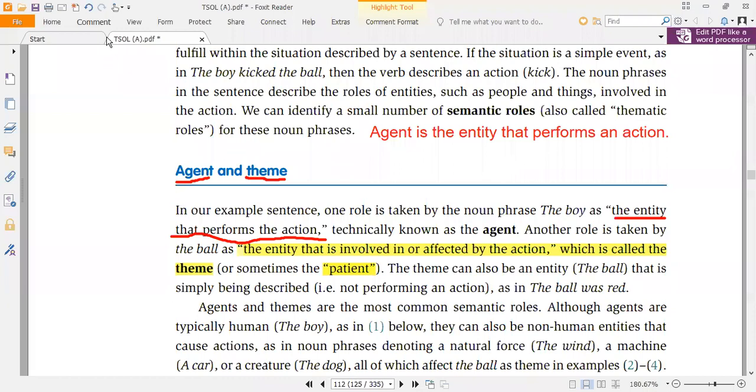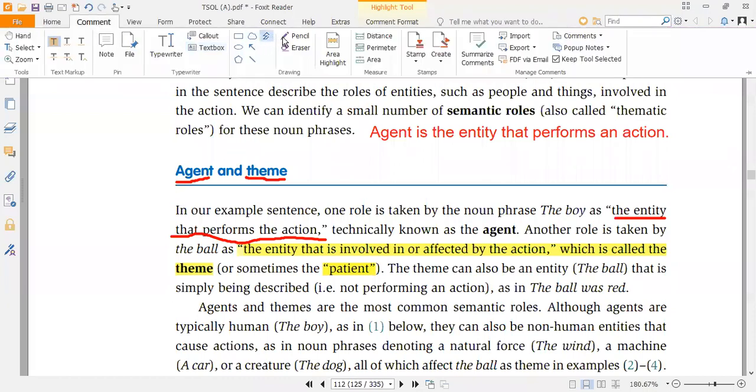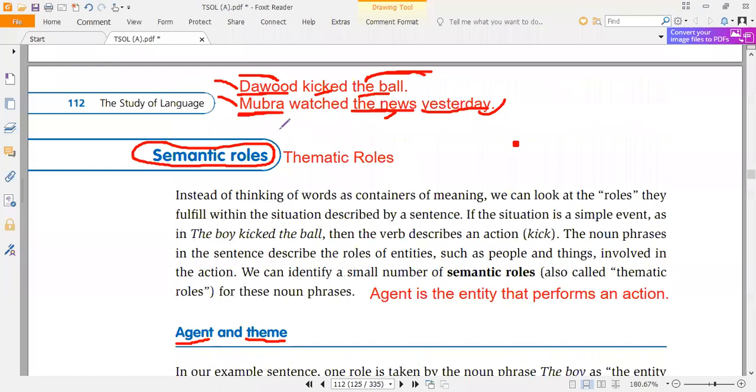Now, if we look at the examples I have stated above, Mabra watched the news. Daud kicked the ball. Look at the ball, it is directly affected by the action of kicking. Isn't it so? The ball is directly affected, right? So the ball here is actually the theme, or you may call it patient as well.